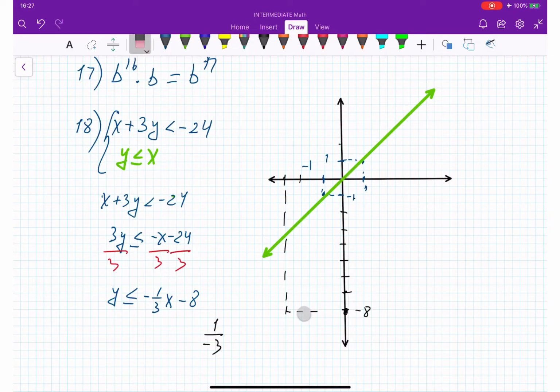No, it's negative 7, not negative 8. And here is going to be this point. Okay, so let me stretch this for longer. Now this one is going to go through this point and this point. So, and it's going to be dashes.